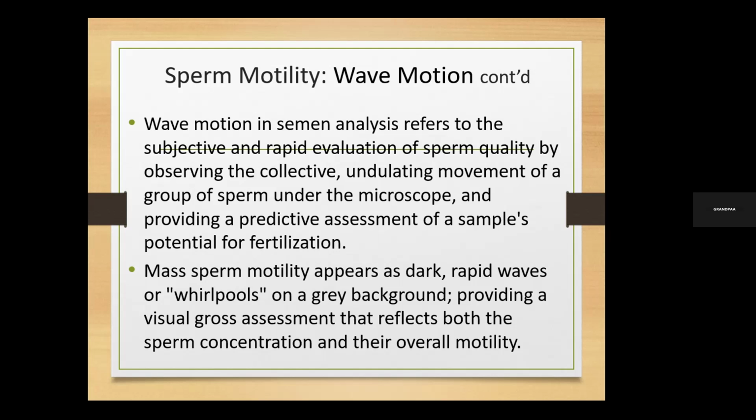And when you come back and look at the report, you can ask, are you sure about this? Can we do this again? Because you just took one minute to do that rapid wave motion test, and so you should have a fair idea about what you expect. If what you expect is not what is actually being produced, then you have cause to repeat or to question what has been done. So wave motion in semen analysis refers to a subjective and rapid evaluation of sperm quality by observing the collective movement, as we said.